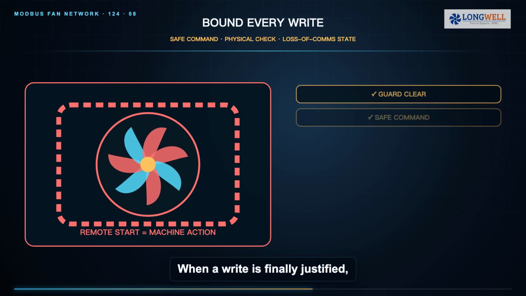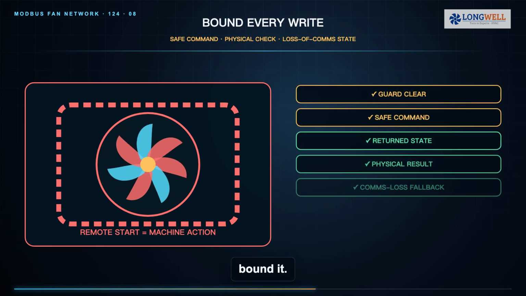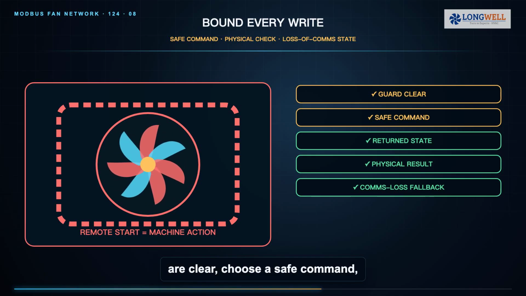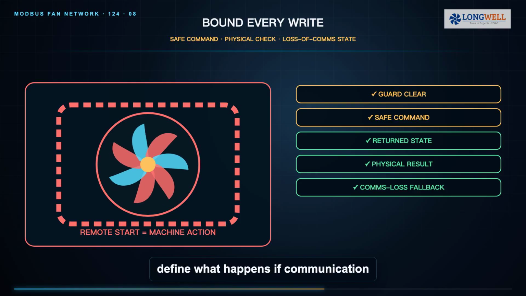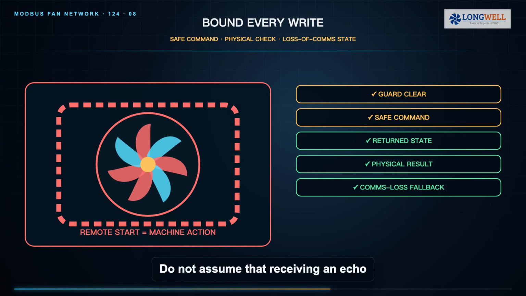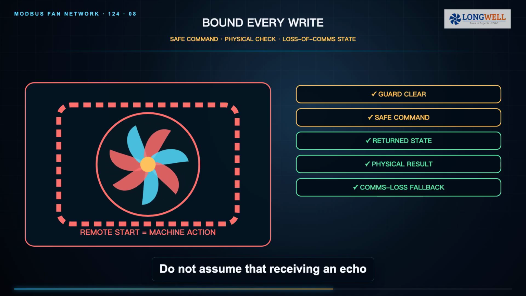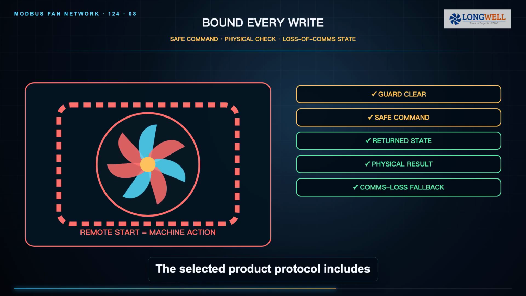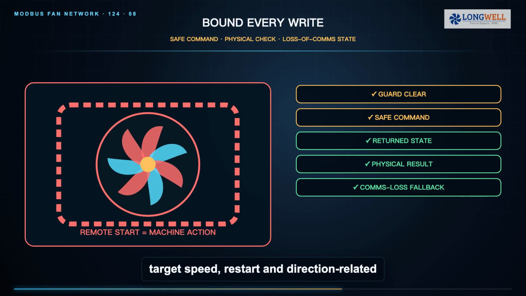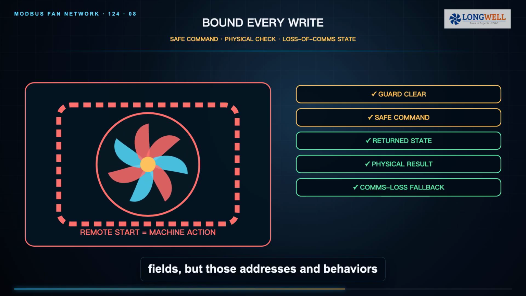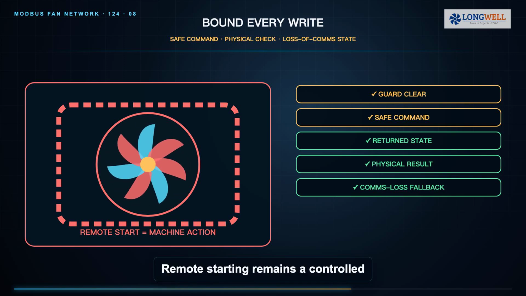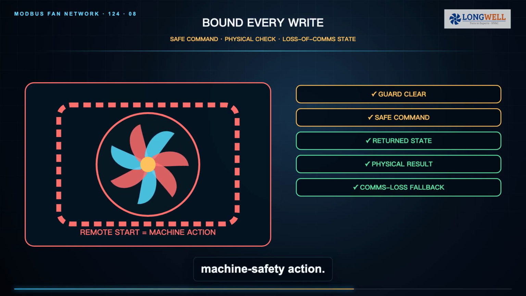When a write is finally justified, bound it. Confirm that guards and airflow paths are clear, choose a safe command, define what happens if communication is lost, and verify the return state plus the physical result. Do not assume that receiving an echo means the fan obeyed. The selected product protocol includes target speed, restart and direction-related fields, but those addresses and behaviors belong only to that family. Remote starting remains a controlled machine safety action.